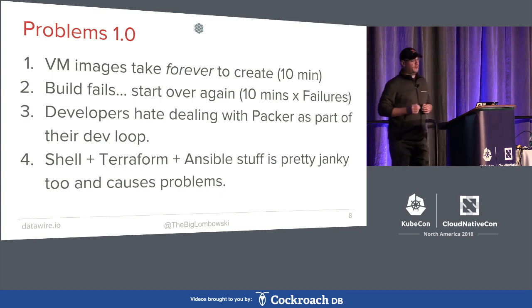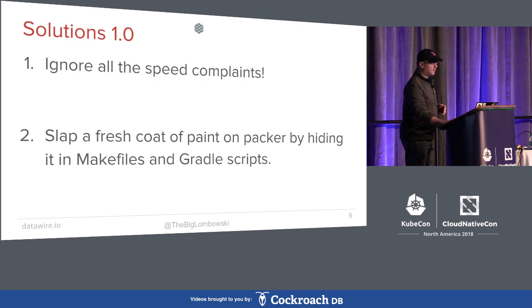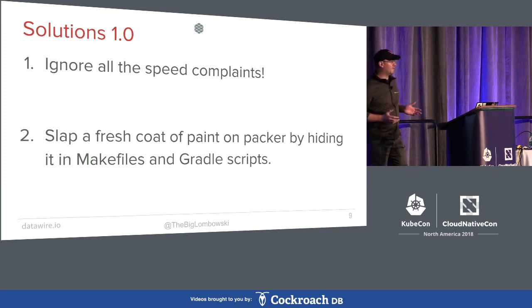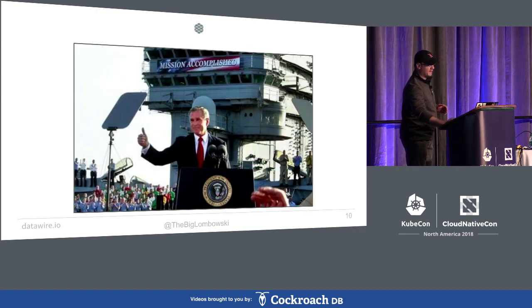Finally, the Shell and Terraform and Ansible combination, well, it was built really hastily. It was janky, wasn't perfect, and caused lots of frustrating problems for people. So what did we do? Well, my first thing was ignore all the speed complaints naively and go and slap a fresh coat of paint on all this by hiding the complicated bits behind makefiles and Gradle scripts. And I was basically of the opinion, great, everything's awesome, mission accomplished, we're gonna move on, get on with our lives.